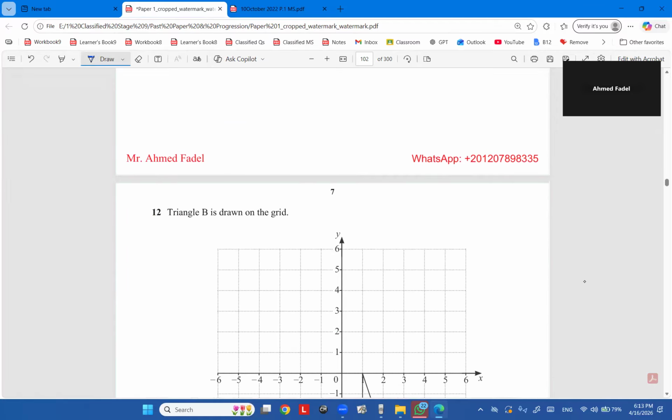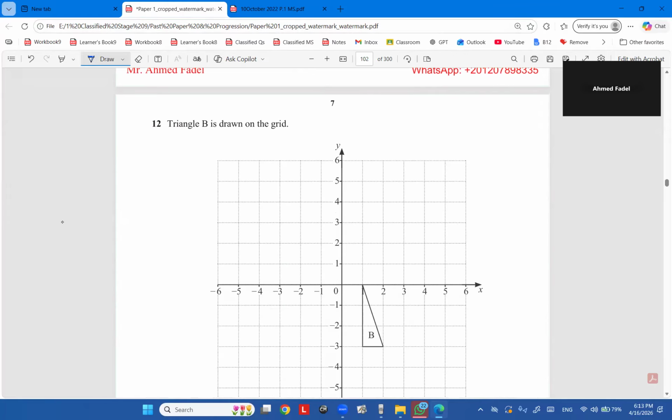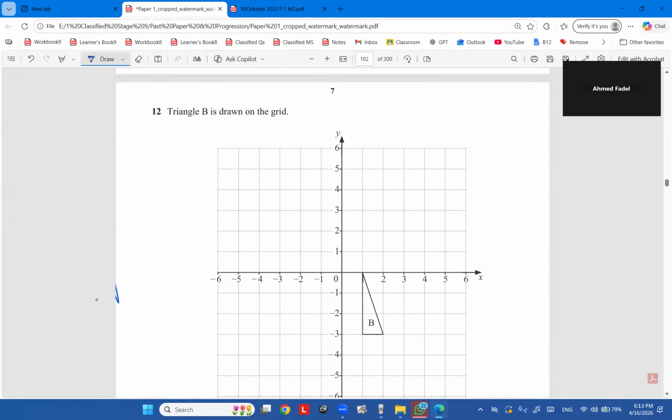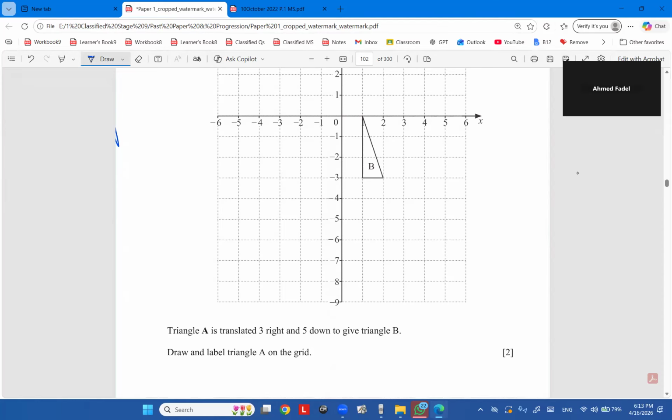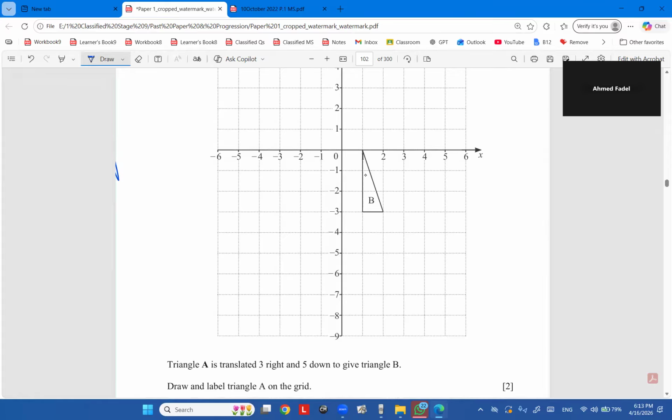Triangle B is drawn on the grid. And it is saying to you over here, triangle A is translated 3 right and 5 down to give triangle B. Draw and label triangle A on the grid. Well, if you noticed over here, they're not saying to you that triangle B is translated 3 right and 5 down. No, they're saying to you triangle A is translated and it became B. So they want to go back to A. So we're going to go vice versa, the other way around. Instead of 3 right, 5 down, we're going to move 3 left, 5 up.